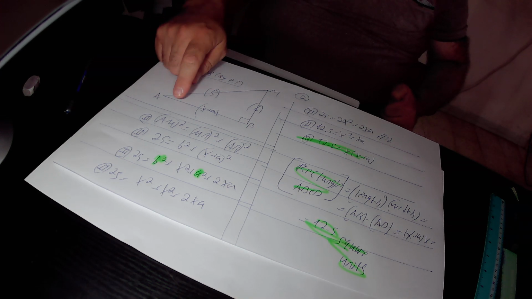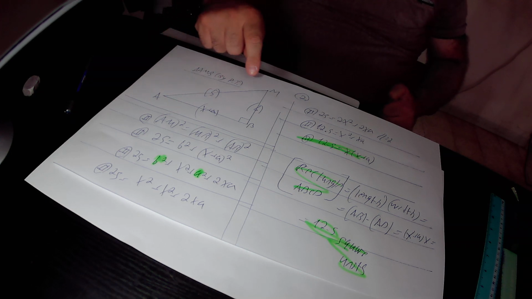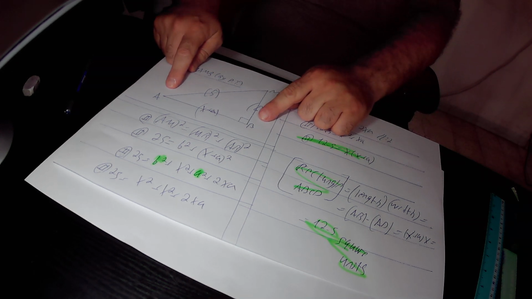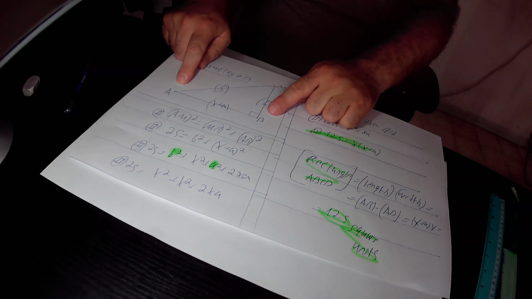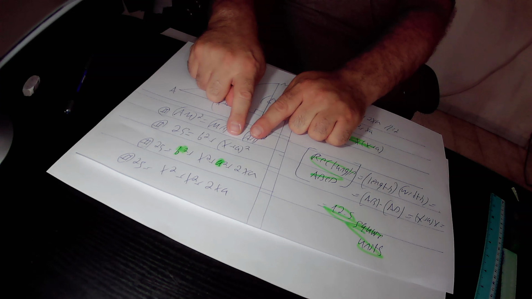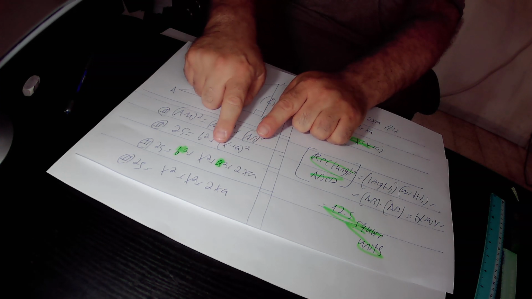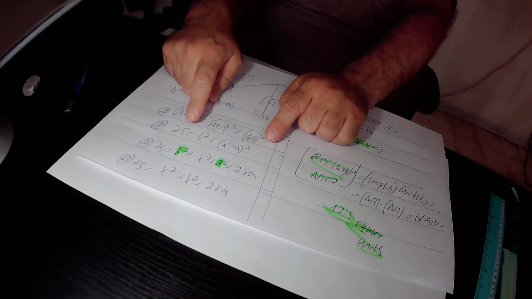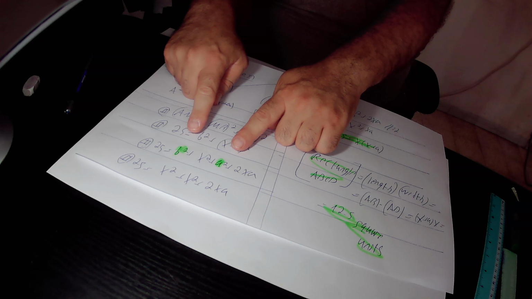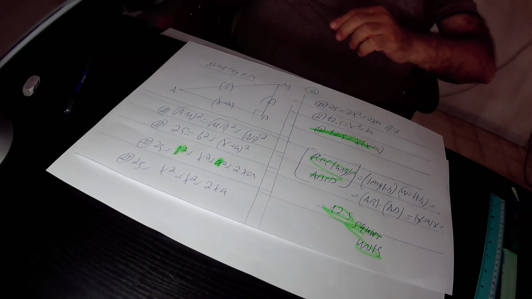AM is 5, therefore AM square is 5 square, that is 25, and it is equal to MB square. MB is B, therefore MB square is B square, plus AB square. AB is x plus A, therefore AB square is x plus A square. So 25 equals B square plus x plus A square. x plus A square equals x square plus A square plus 2 times x times A.